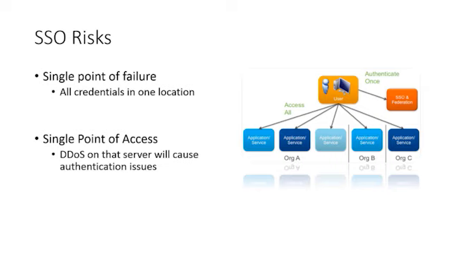So the risks, again, single point of failure. All our credentials are in one location. Not the best idea, but on the flip side, it is the best idea because that's the easier to administrate part of it, right? I have one location where I need to change information. So again, this is the risk analysis we talked about. Is single sign-on worth the risk for easier administration? And then we also have a single point of access. Talked about that a second ago, where I could DDoS that server and maybe cause some authentication issues.